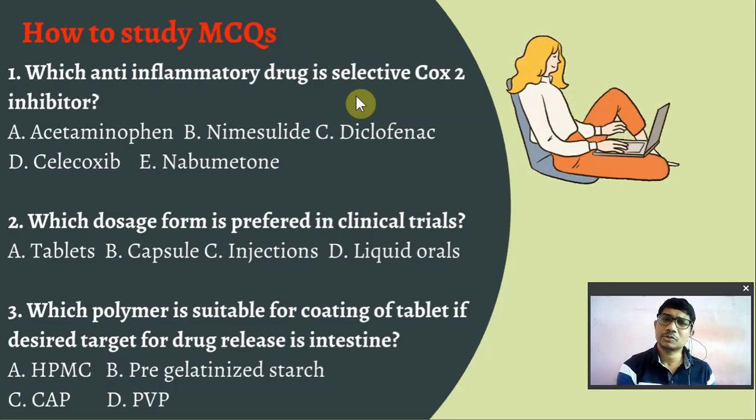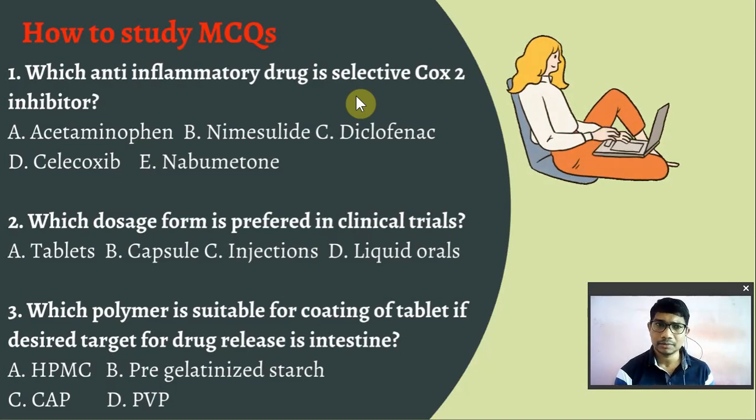Now let's come to option E, that is nabumetone. Nabumetone is a naphthalenic acid derivative. It is an analgesic, antipyretic, and anti-inflammatory drug. It is a preferential COX-2 inhibitor. Nimesulide is also a preferential COX-2 inhibitor, and nabumetone is a prodrug. It is converted in the body into the active 6-methoxy naphthalene metabolite. So you have to study MCQs in this manner.